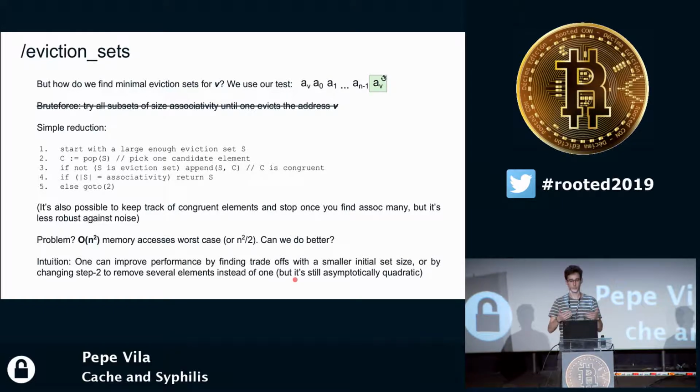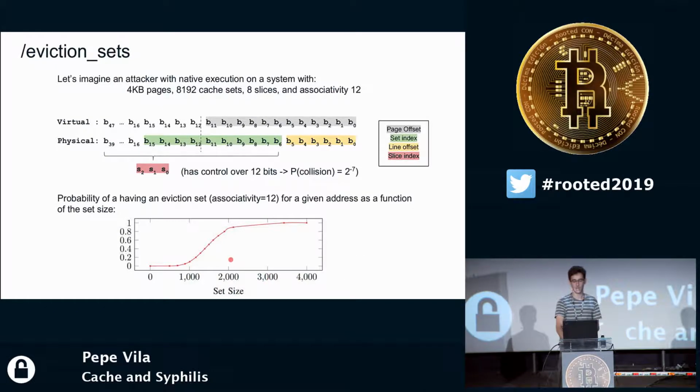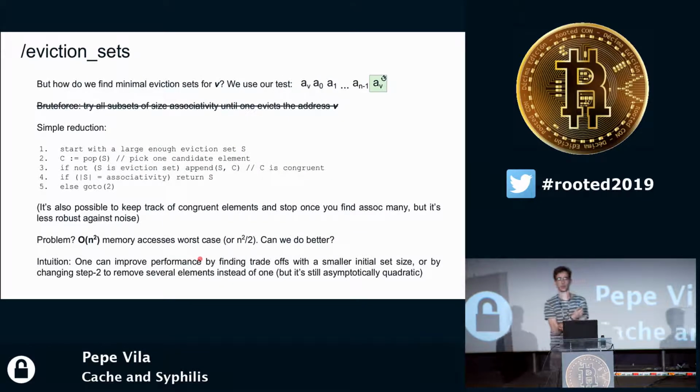So we need to solve an optimization problem, which would be as follows. It is very easy to find a big eviction set, but it is quadratic to reduce it to its minimum core. So finding a smaller eviction set will be costly, but the quadratic reduction will be faster. So the first approach would be to solve this optimization problem and find the optimum size in order to minimize efforts.